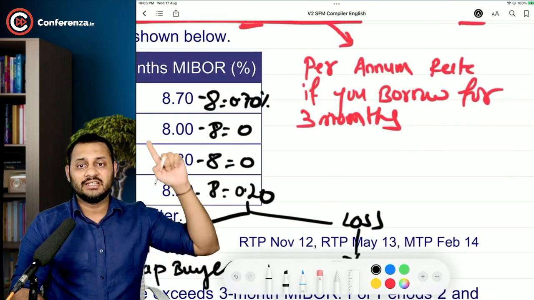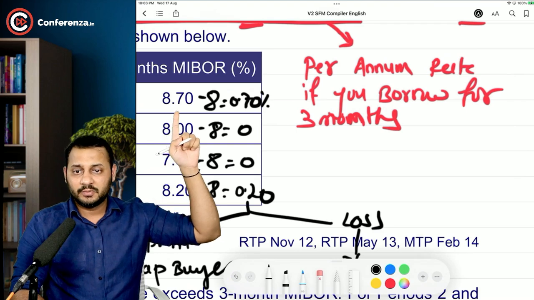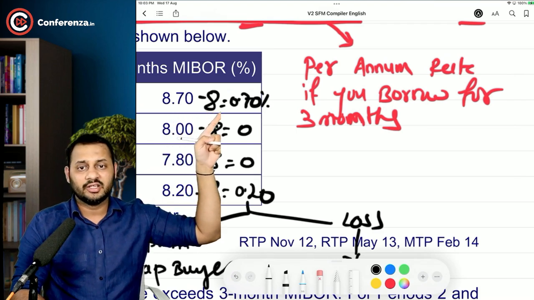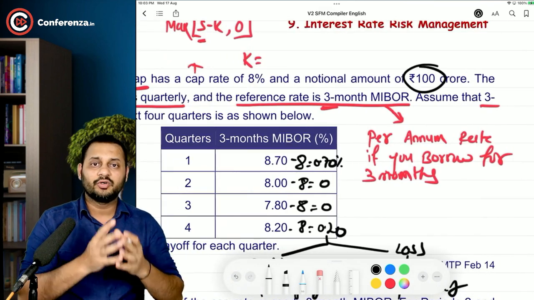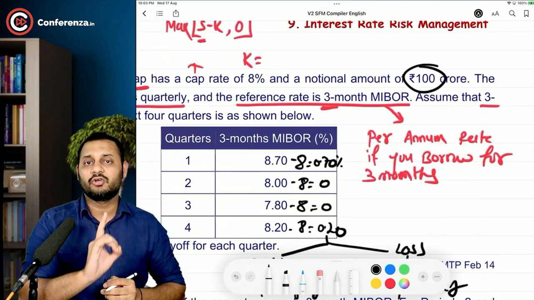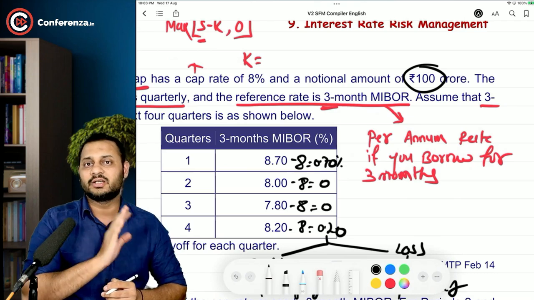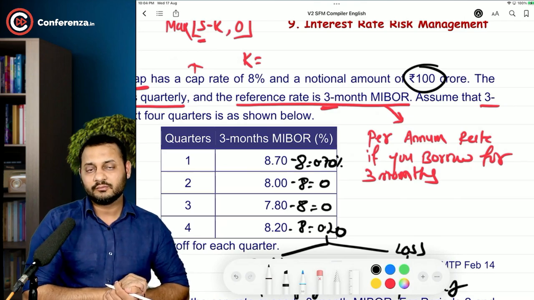Understand the situation. These are quarterly settlements. This is a per annum rate. This is a per annum rate. So the difference is also per annum. But when you apply it on 100 crore, make sure you convert that at the end into a quarter. 0.70% into 3 by 12.